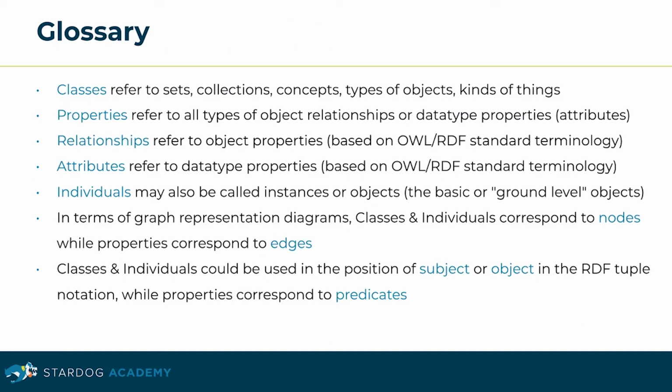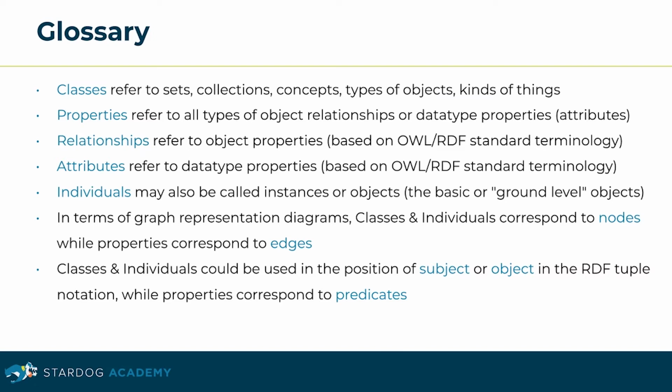So we have covered a lot of ground. So let's summarize the main terms defined and the distinction between these. Classes refer to sets, collections, concepts, types of objects, and kinds of things. Properties refer to all types of object relationships or data type properties, also called attributes. Relationships refer to object properties, and attributes refer to data type properties, based on the W3C OWL and RDF standard terminology.